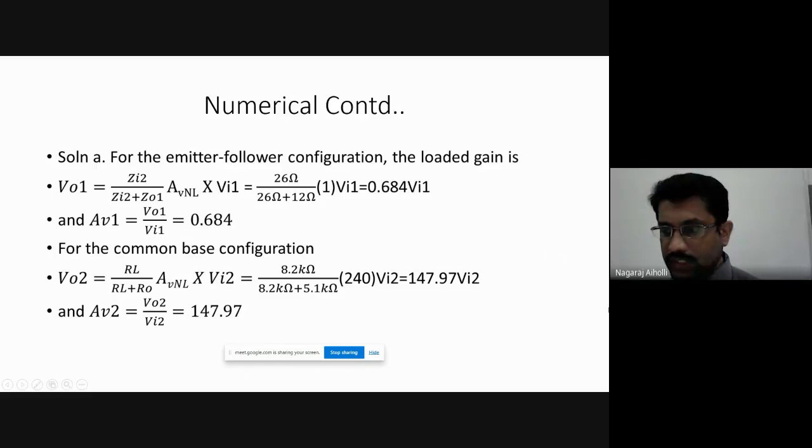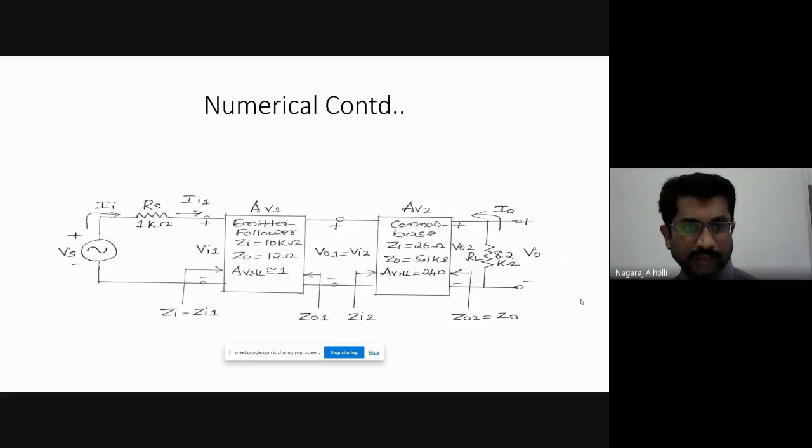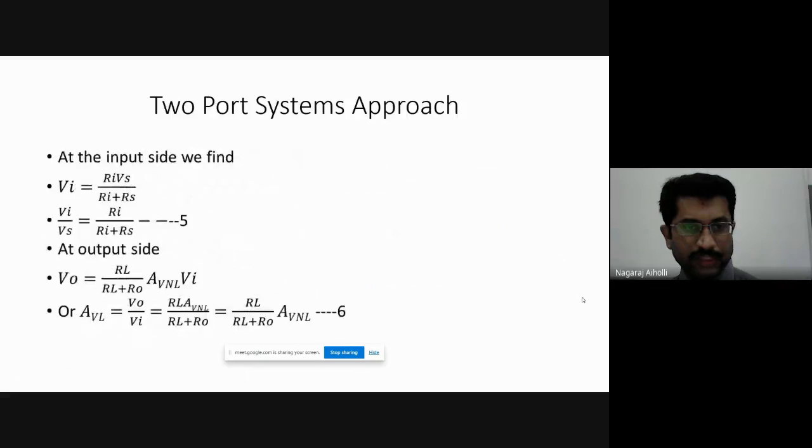of the two-port system, right? Now there we have used the formula AVL is equal to V naught by Vi, that is RL by RL plus R naught into AVNL. Let us go back to that equation. It is this equation. We can see here equation 6. AVL is equal to V naught by Vi, that is RL divided by RL plus R naught into AVNL.